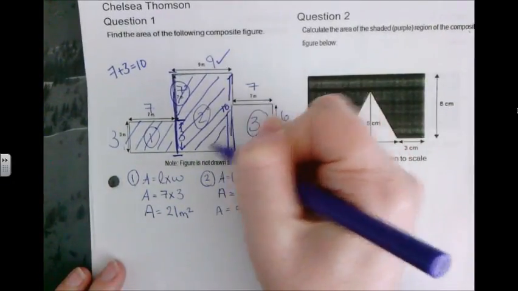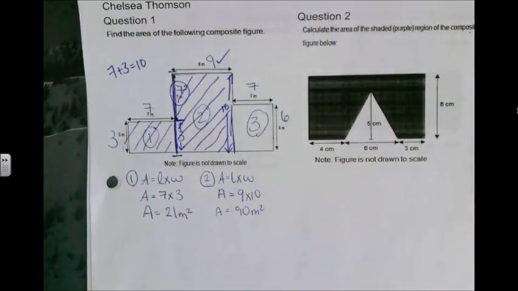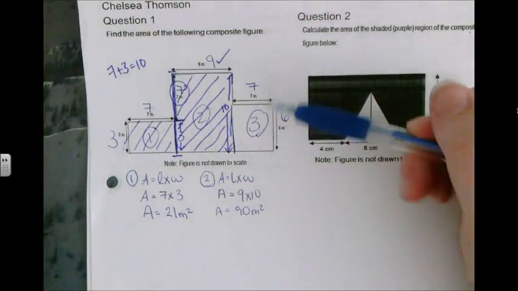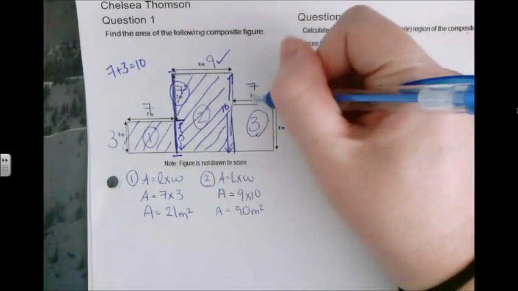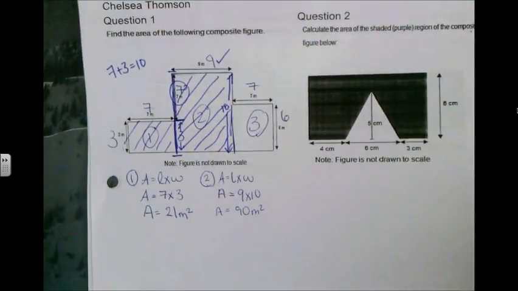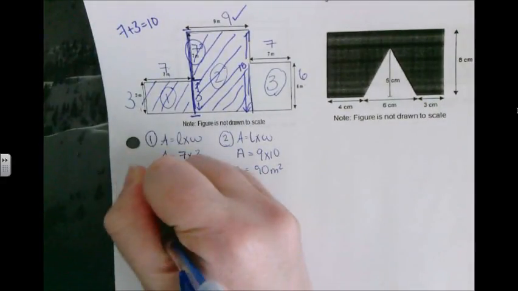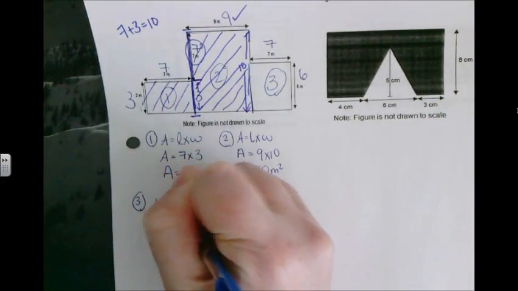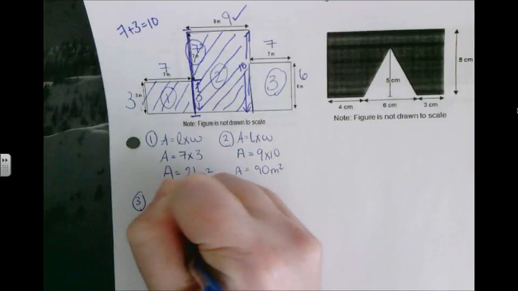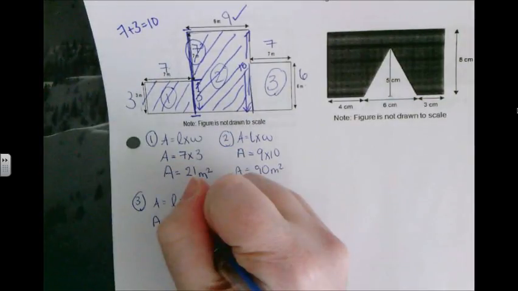So again, if you split it another way, that's fine. You just have to make sure you take all the pieces into consideration. And my third rectangle, this one, I already have the dimensions of. So I have 7 and 6. So again, I'm going to do area equals length times width. So my area is going to be 7 times 6.